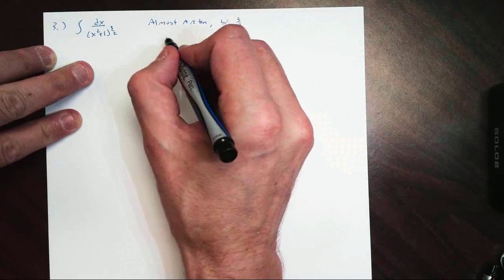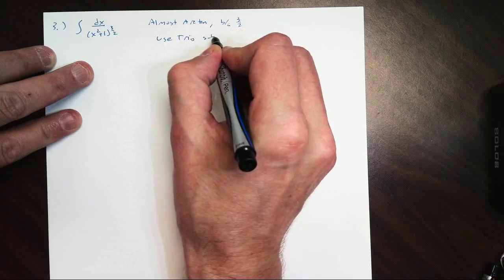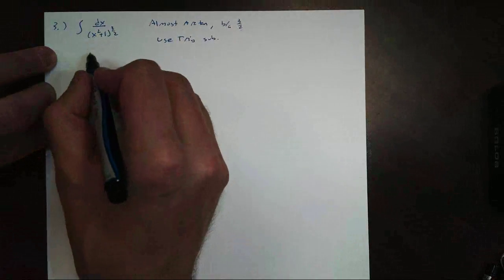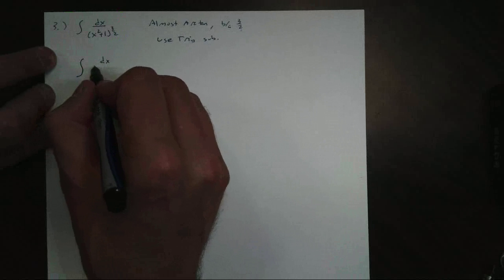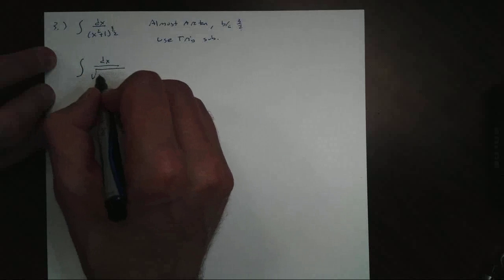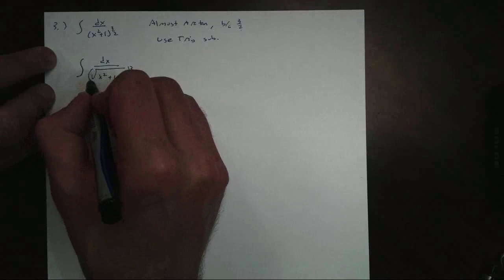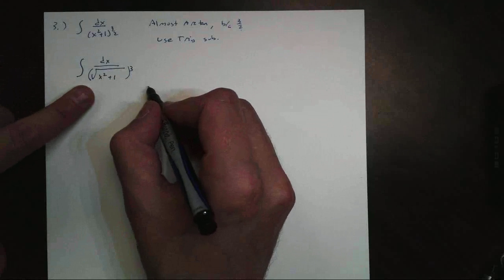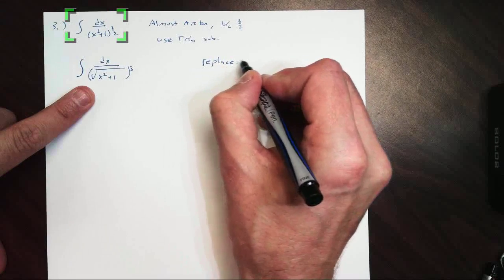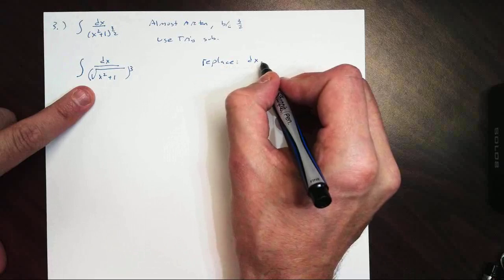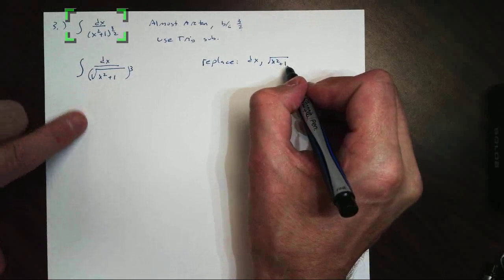So we're going to use our trig substitution. Before I do that though, I'm going to rewrite this. That 3/2 power means I have a square root. So I'm going to write this as the square root of x squared plus 1 cubed, like so. Remember, I need to think about everything I need to replace here: the x, the dx, and the square root of x squared plus 1.